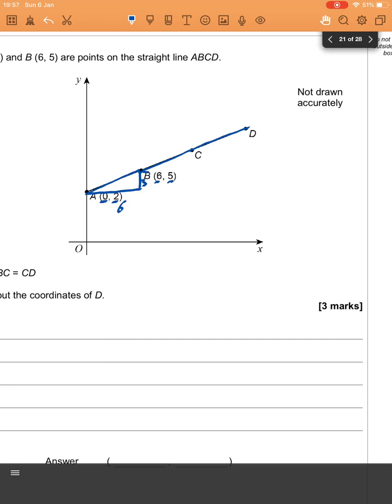Now if we go from B to C, we will do exactly the same thing. So our x-coordinate will increase by 6. So our x-coordinate went from 0 to 6, it will now be 12. And our y-coordinate increased by 3, it went from 2 to 5, and it will now be 8. So if you continue that, you can now find the coordinates of point D.